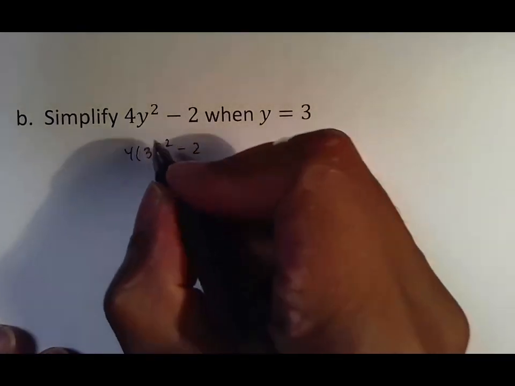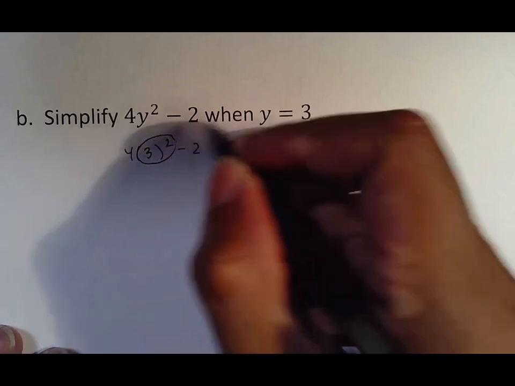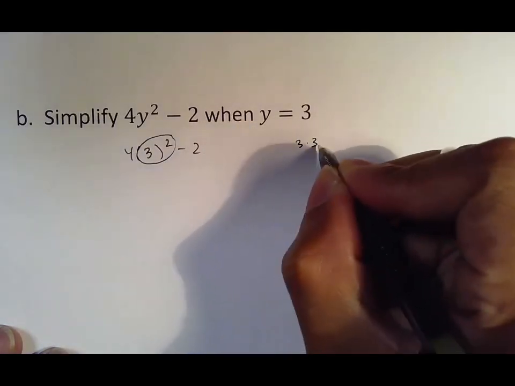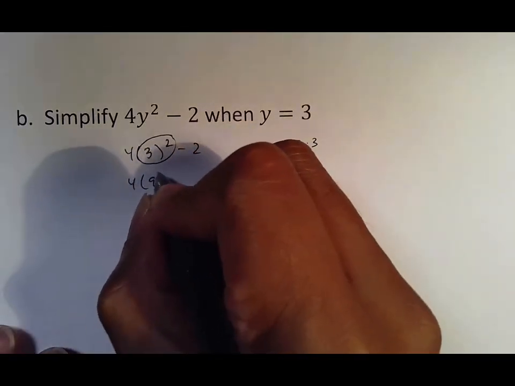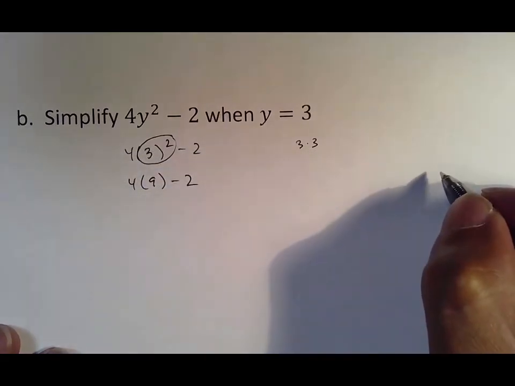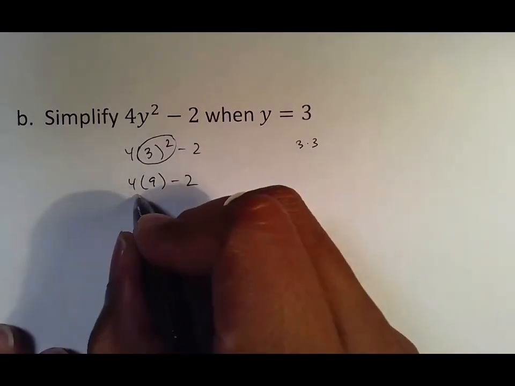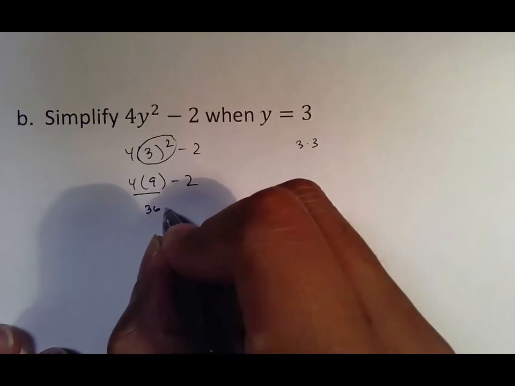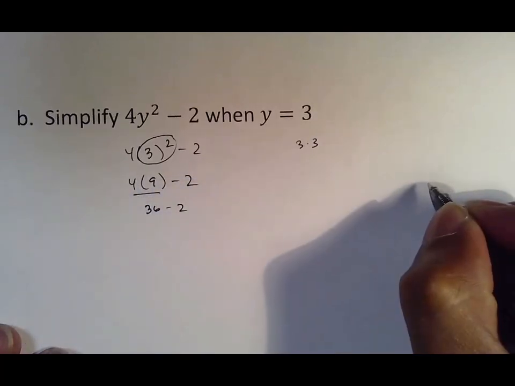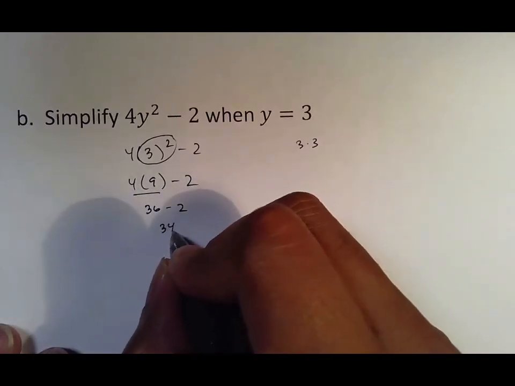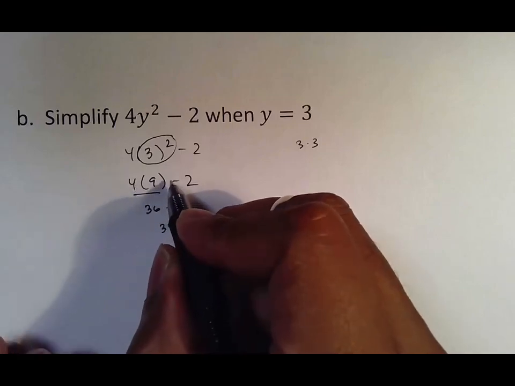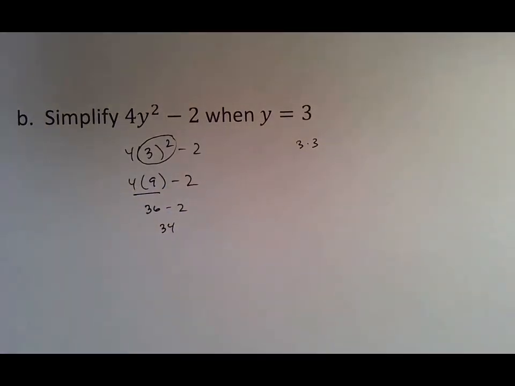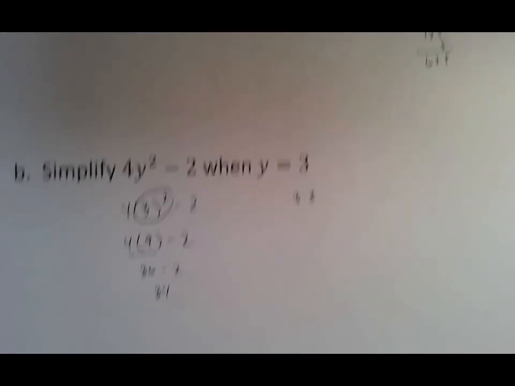We can't do any work because we have this exponent in the way. So 3 squared means 3 times 3, which is 9. So we end up with this. Now we do 4 times 9, which is 36. And 36 minus 2, which is 34. Remember that multiplication is stronger than subtraction. It's definitely going to be done before any subtraction is done.